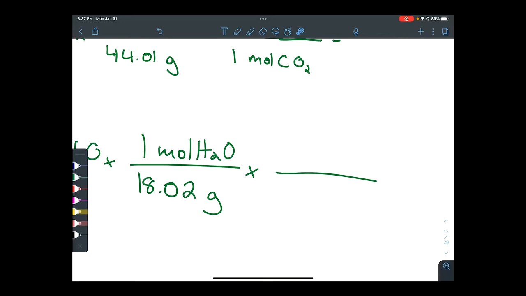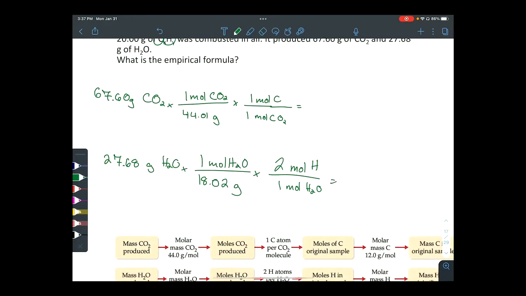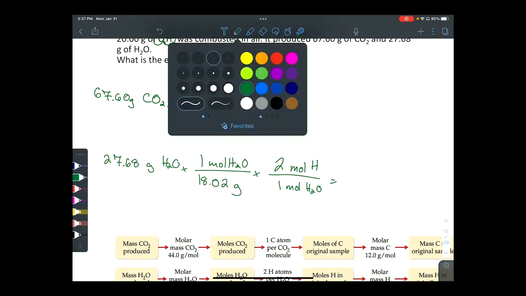How many moles of hydrogen are in 1 mole of water? 2. If a student's going to mess up in a combustion analysis, they're going to forget this. That's where it is, like 9 times out of 10, if your answer doesn't match mine. So again, the idea is we need to get the moles of each element. We can't forget this step, that we have to multiply by 2 to get the number of moles of hydrogen, because there's 2 hydrogens in each water molecule.